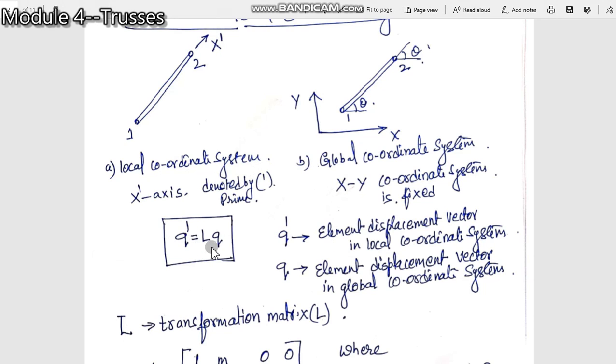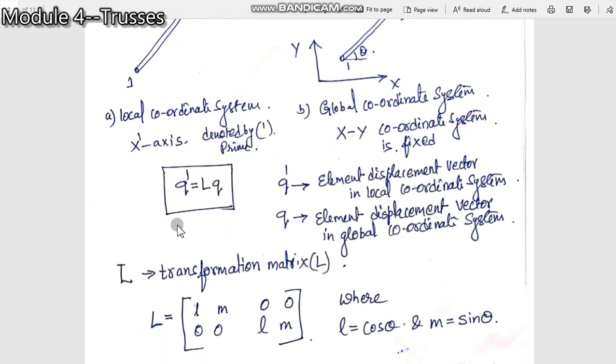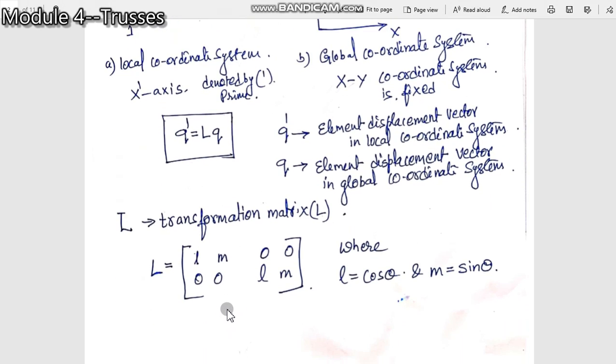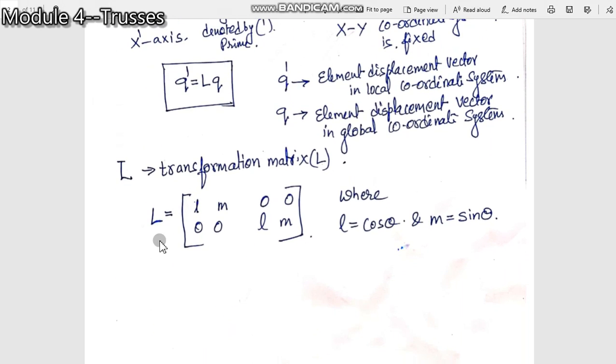Now q prime is equal to L into q, where q prime is related to local coordinate system and q is related to global coordinate system. That L is called the transformation matrix, and that is given by a 2 by 4 matrix, where l is equal to cos theta and m is equal to sin theta. They are the direction cosines.